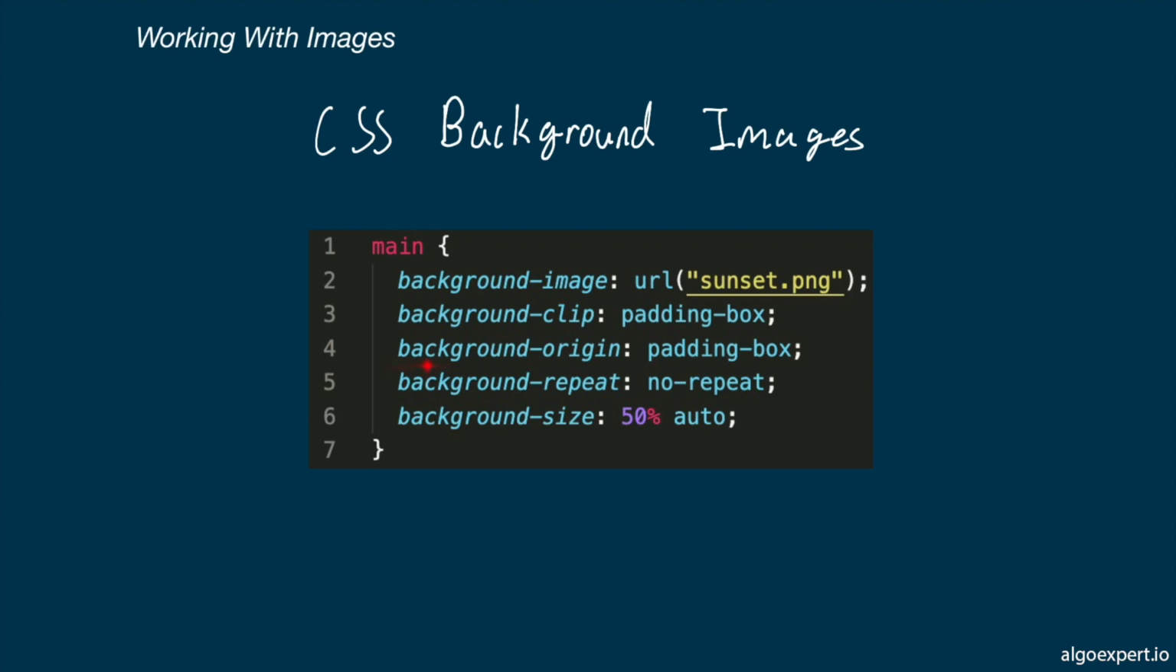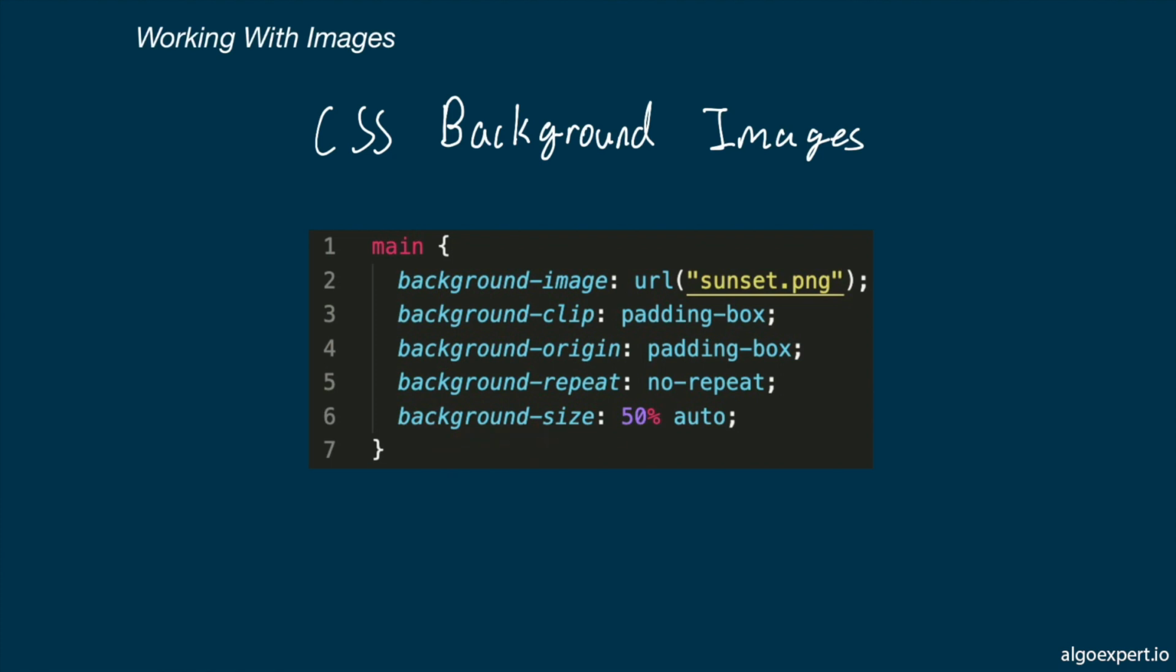Similarly, background origin sets where the background starts. For example, with padding box, the top left corner of the background image will be the top left corner of the padding. Usually we will end up setting this to the same value as the background clip, but not always. It's also worth noting that the background origin differs in that it cannot have text as a value. Next, background repeat specifies if the background should repeat if the element is larger than the background image. And finally, background size specifies the size of the image.